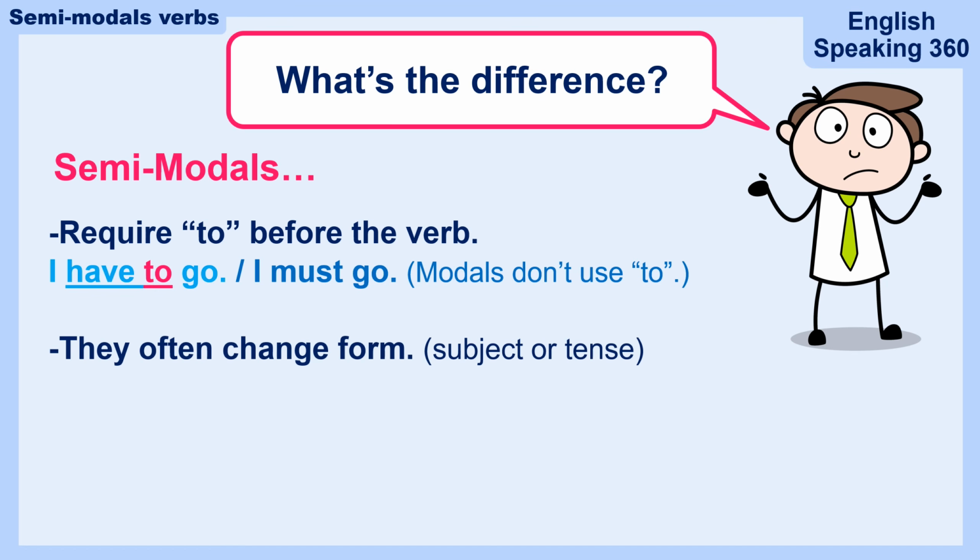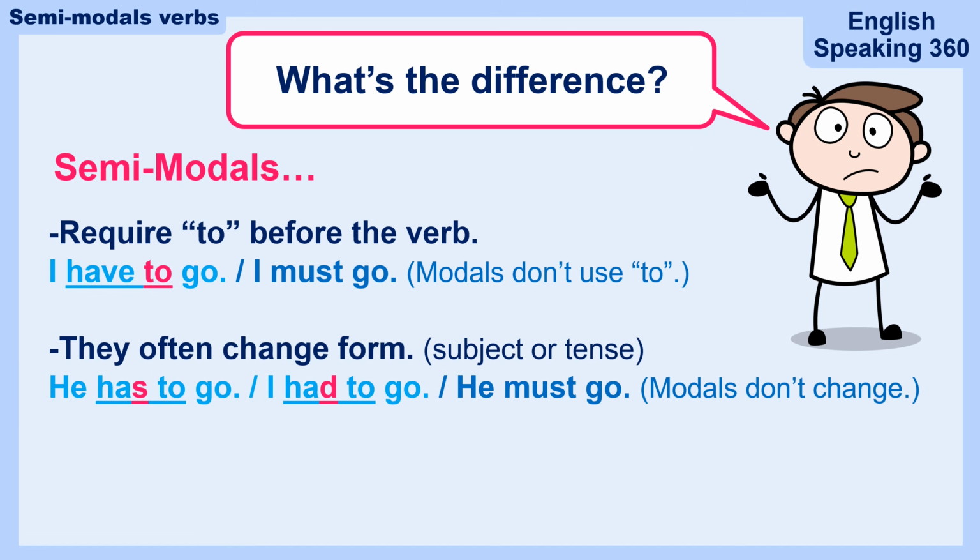I must go. We never say I must to go. They often change form depending on the subject or the verb tense. For example, he has to go, not he have to go. And I had to go, I had at the past tense. However, modals don't change. He must go. So modals very often cannot be used at a different tense.